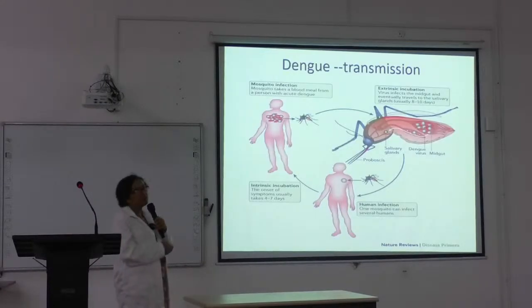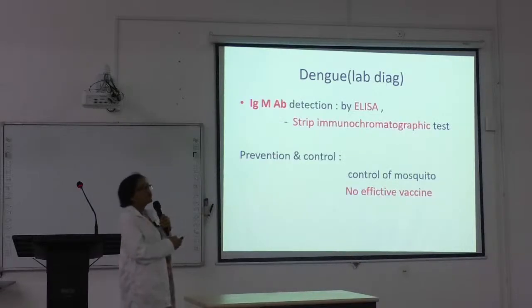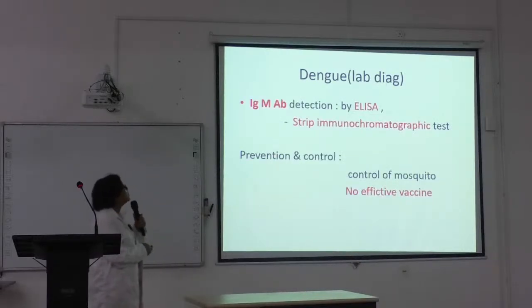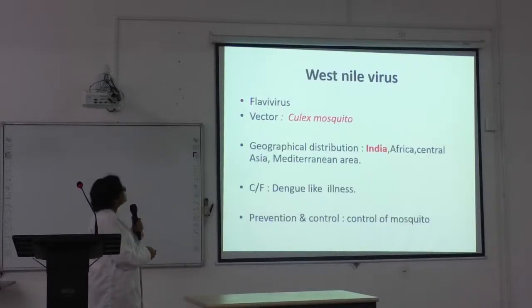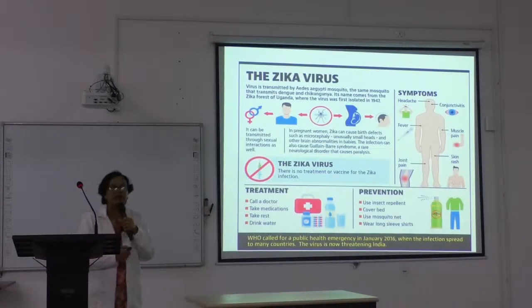You can see the transmission cycle. This is the dengue genome. This is the structural protein and this is the non-structural protein. Diagnosis is the same: IgM, antibody detection by ELISA. No effective vaccine is there. The virus is now a threat.